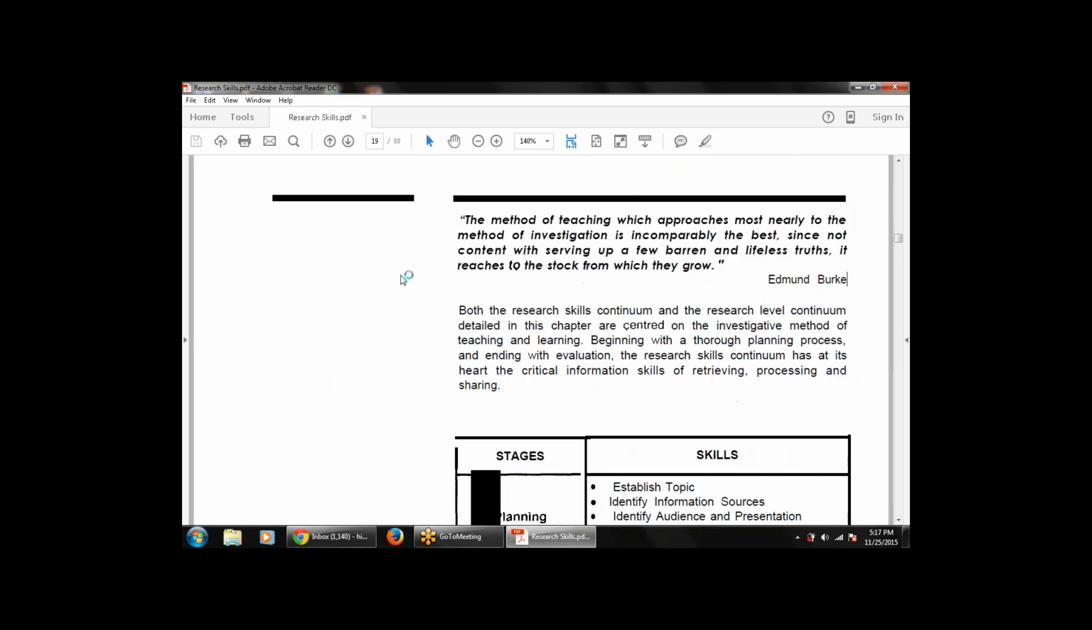So this is the quote given by Edmund Burke. The method of teaching that is used should be the method of investigation. That is the best method, since it is not merely serving up content, a few barren and lifeless truths, but reaches to the stock from which they grow. That means the warehouse, the content that is used for this. So the method of teaching should be most nearly the method of investigation.